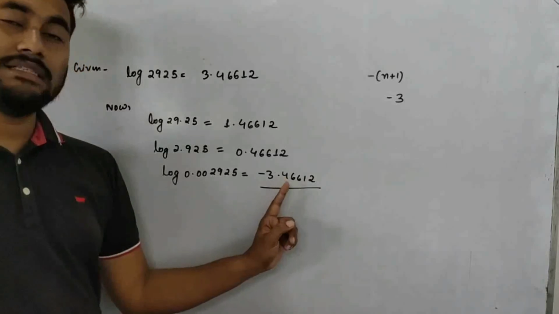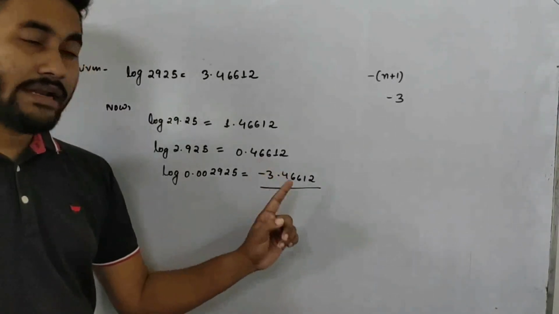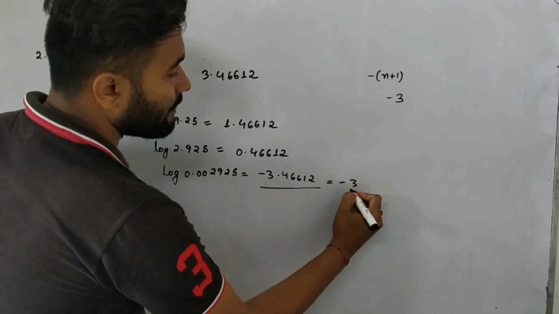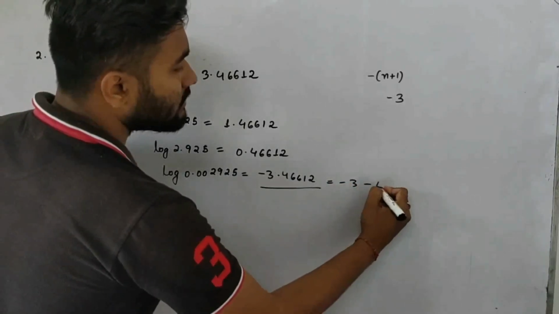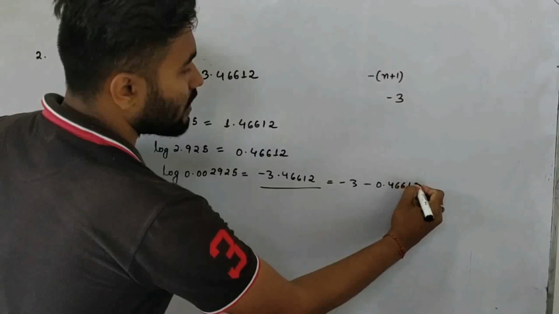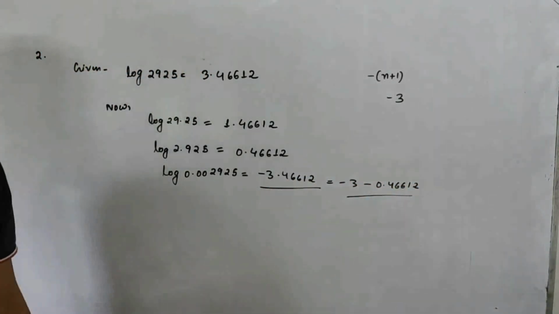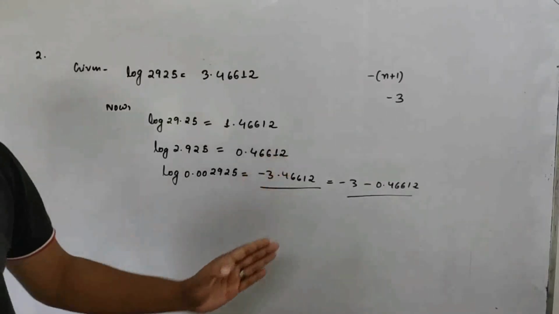It means your mantissa is also negative, and your mantissa can't be negative. What does this actually mean? This means minus 3 minus 0.46612. This is what it means. And your mantissa can't be negative, so you can't write it like that.